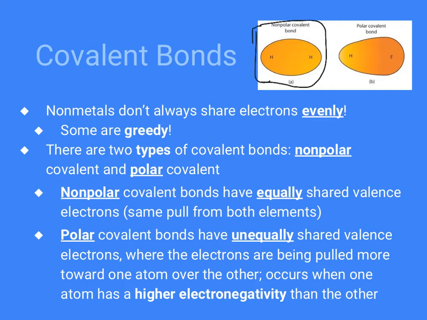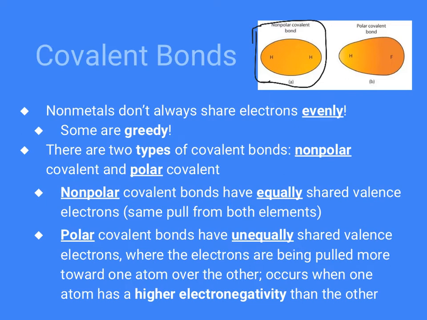Okay, this is a picture of a nonpolar covalent bond. So the yellow or the orange color is showing the electron density, where the electrons are kind of going to be. And notice that the electron density is symmetrical, it's even, it's being shared evenly between each hydrogen. That's because they're the same electronegativity. They're pulling on those electrons the same amount.